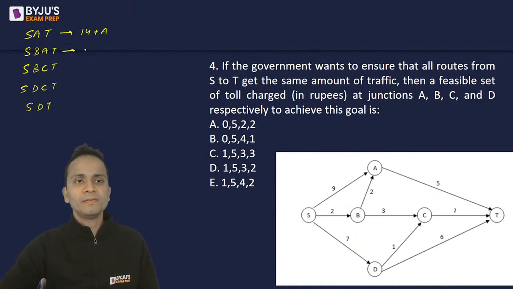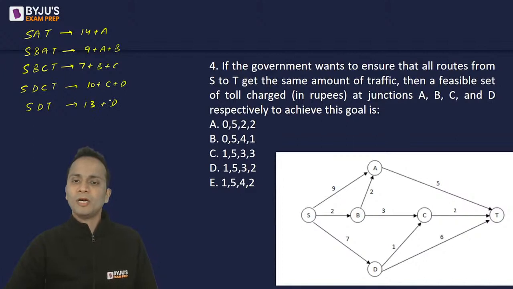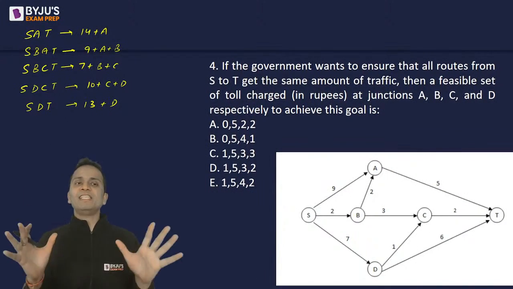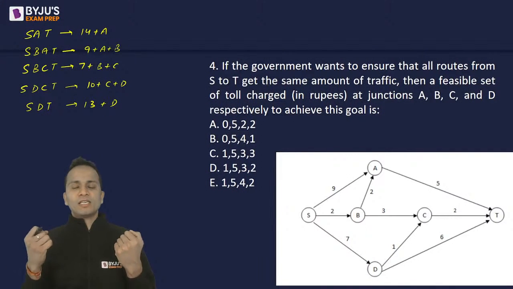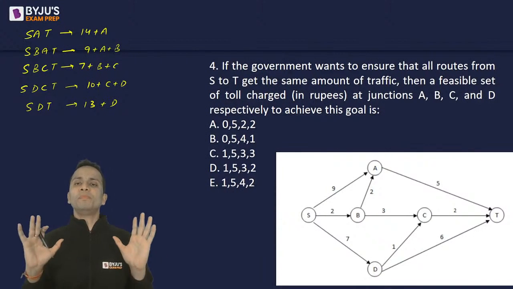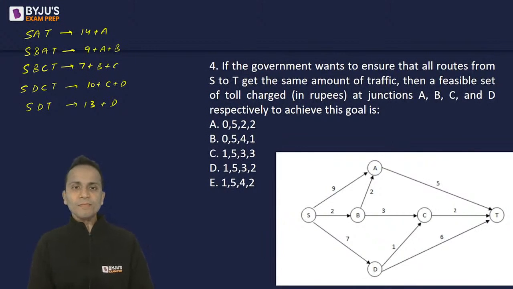Read the question quickly. Okay. Now, if the government wants to ensure that all routes from S to T get the same amount of traffic, then a feasible. So this is a very simple question. We have 5 routes. Traffic should be equally divided along these 5 routes. That means the cost of all the 5 routes should be made equal. Simple as that. So I can first of all play elimination game.